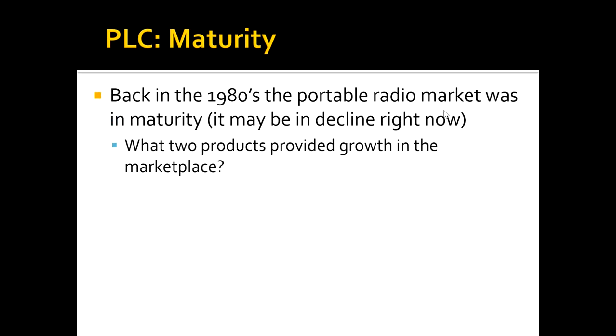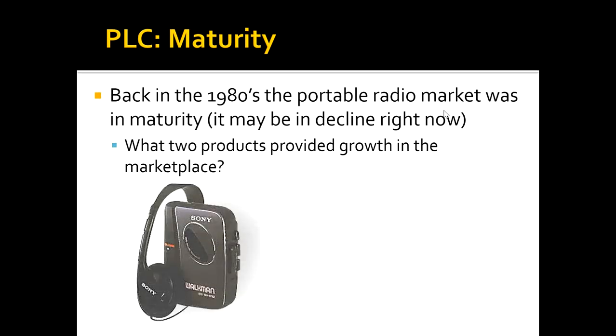Back in the 1980s, the portable radio market was in maturity. Right. Back in the 80s, when I was young, a radio basically had one speaker, AM, FM. That's what you got. All right. Two different types of radios were developed that gave a lot of growth to companies in the radio business. The first was the Sony Walkman, right? Everybody just called them Walkmans. They set the product category. We don't say personal radio device or anything like that. It's a Walkman. And then boom boxes.